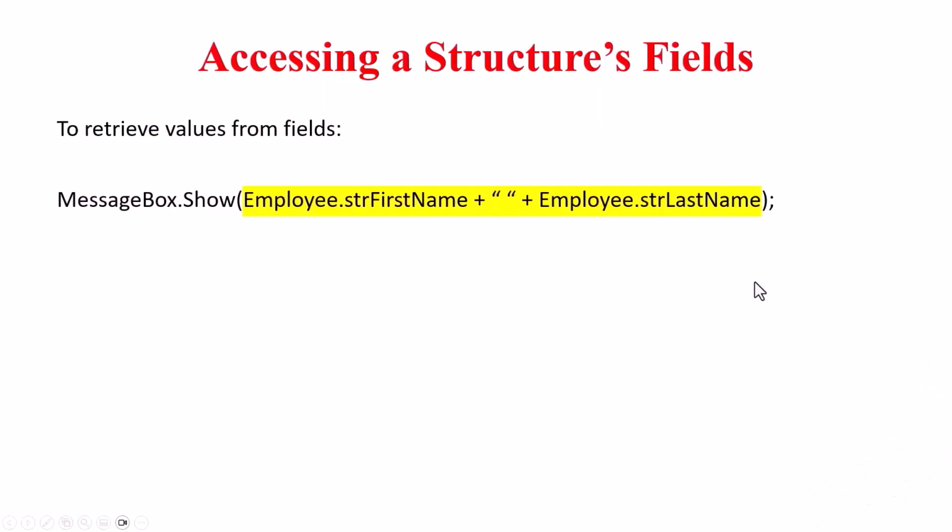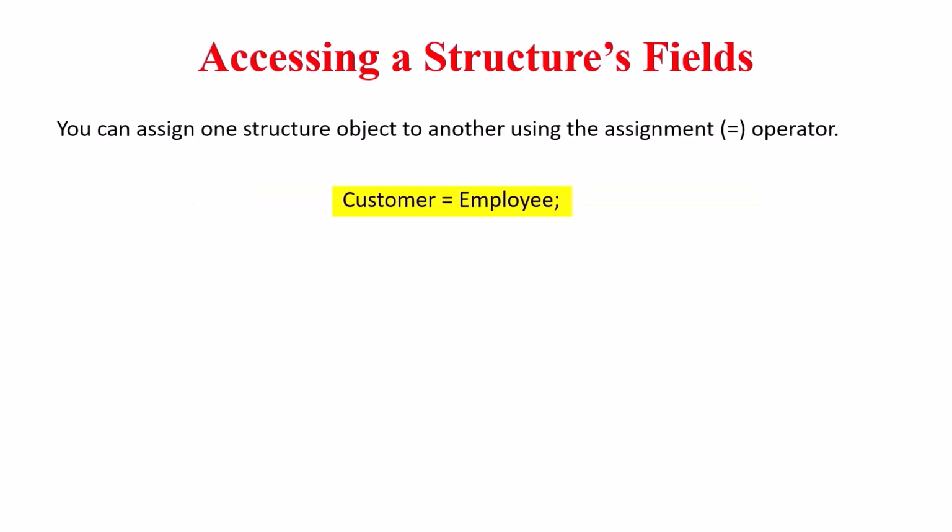To retrieve values from those fields, we can say simply messagebox.show equals employee.str first name plus a space plus employee.str last name. That'll concatenate the first and last name with a space in between the first and last name and put it inside a message box. So very easy to get at those pieces. You can also assign one structure object to another using the assignment equal operator.